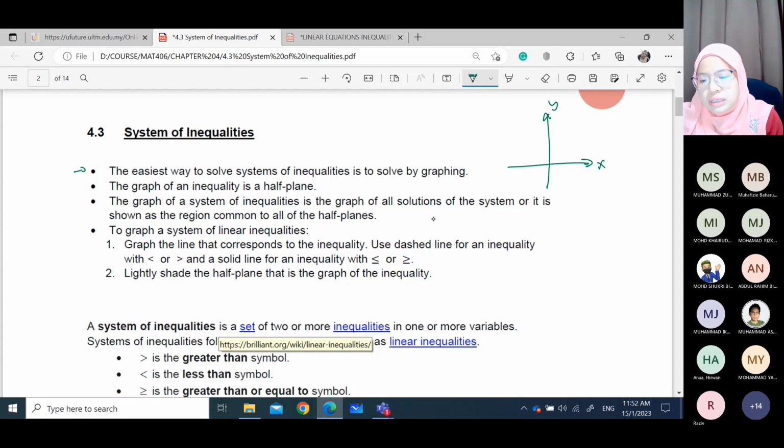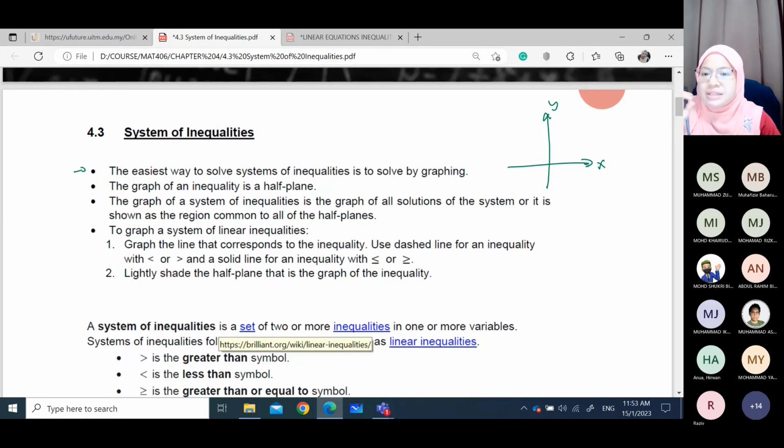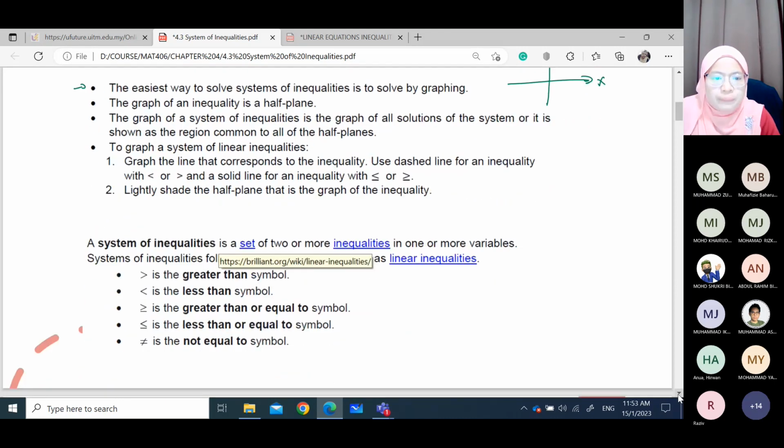So how to find the solution? It is based on the graph. Okay, so in the graph, bila melibatkan inequalities, it has a region. So region tu maknanya adalah kawasan solutions area. Okay, so kalau kita nak cari solution dia, dia berada pada region tersebut. Itu maksudnya. Nanti kita akan tengok seterusnya. You lebih faham lah. Okay, so ini adalah definition dia.